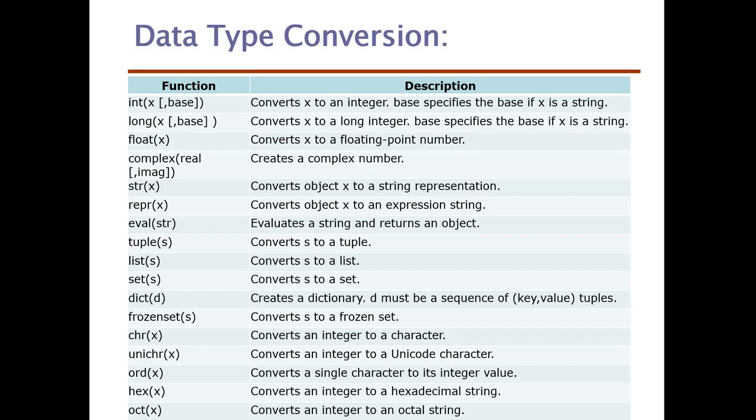Now we're covering more data type conversion functions and their descriptions, like tuple, list, set, dict. dict(d) creates a dictionary, where d must be a sequence of key-value tuples. frozenset(s) converts s to a frozen set, as well as chr(x), which converts an integer value to a Unicode character.